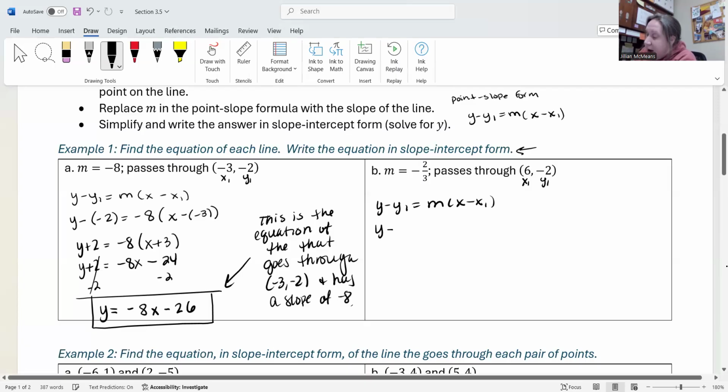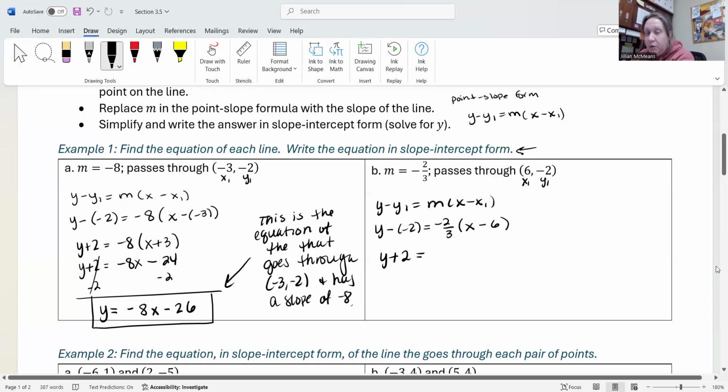So I get y minus y1, which is -2. Watch your signs. m is -2/3. And x1 is 6. So I'm going to get on the right-hand side -2/3, and then in parentheses x minus 6. Now I'm going to simplify a little bit in the next step. On the left-hand side of the equation, I'm going to take my minus -2 and simplify that. But then I'm also going to distribute the -2/3 on the right. So on the left, subtracting -2 is the same thing as adding 2. So I get y plus 2.